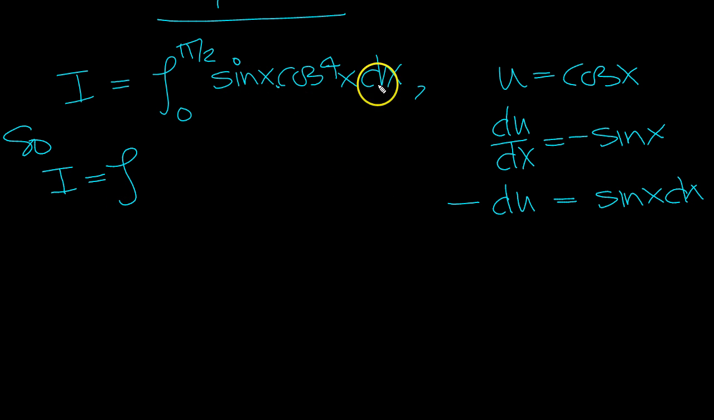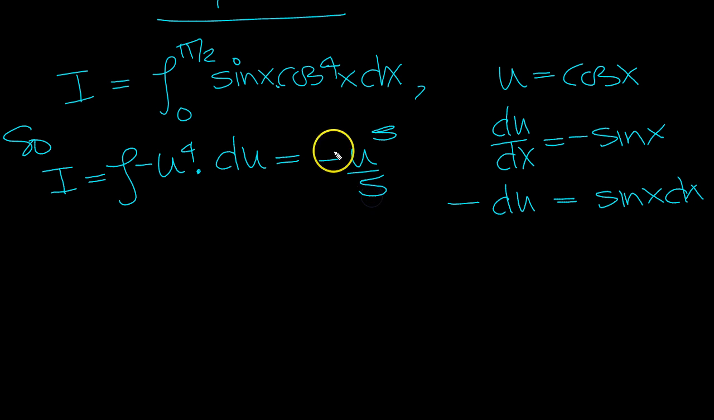sine x dx and cos to the 4, so that's u to the 4. And sine x dx is minus du. So put the minus tag there. Minus u to the 5 over 5. That's a 5.